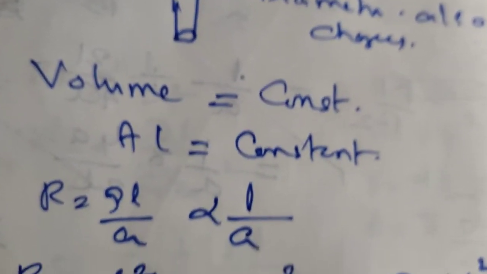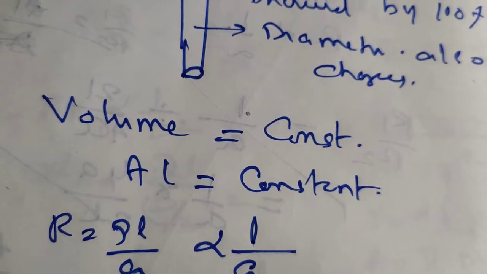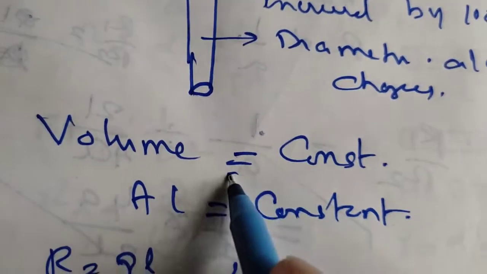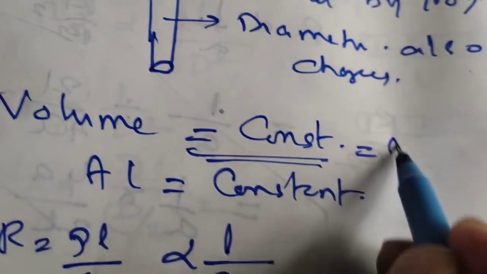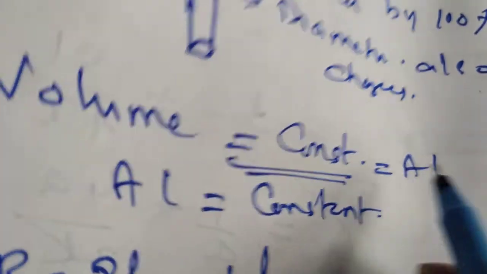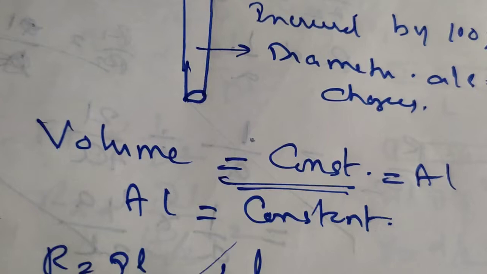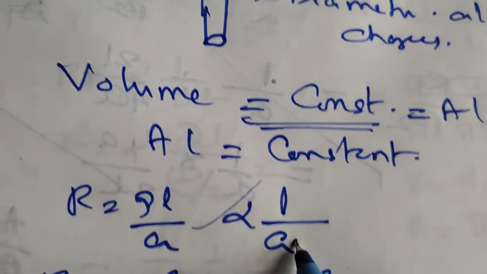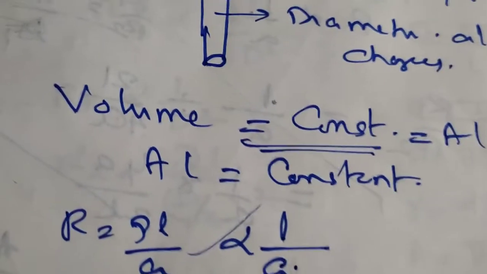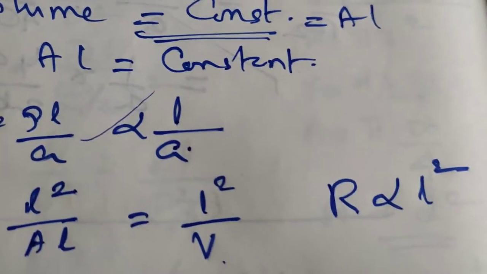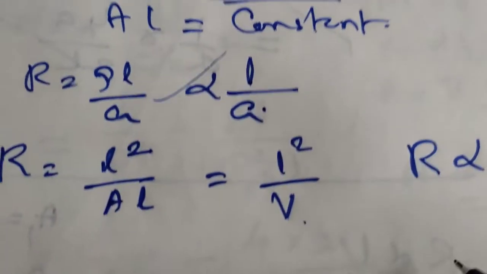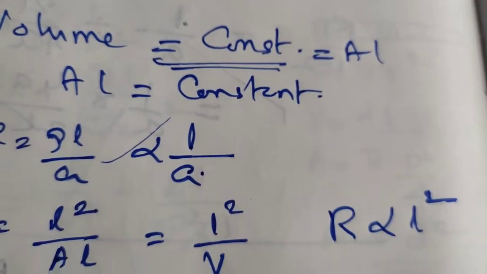Volume remains constant. Diameter also changes, but the volume remains constant. That is, area times length is constant. That is why we can write like this: area and length are constant, so R is proportional to L squared.